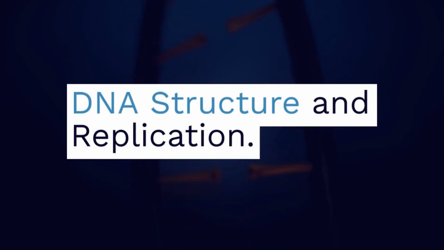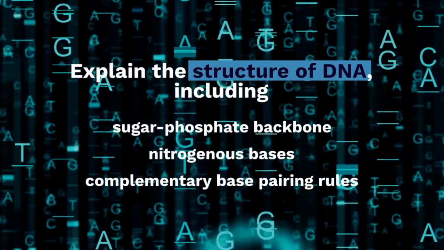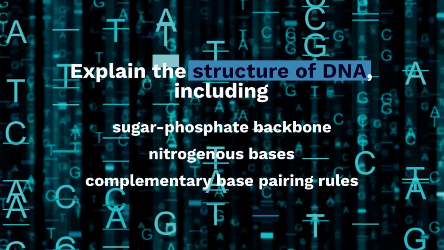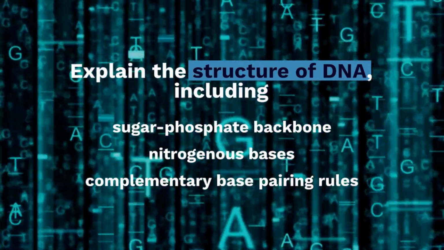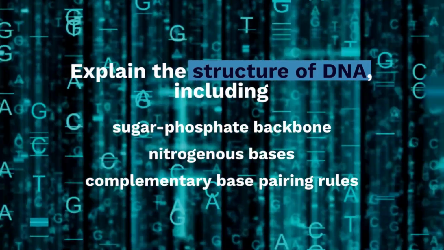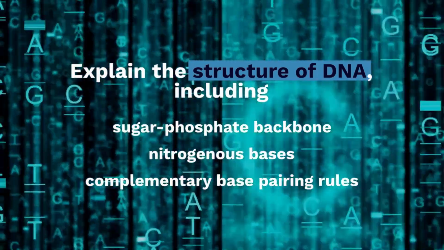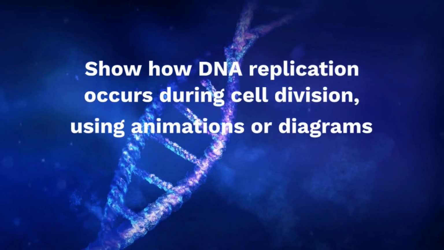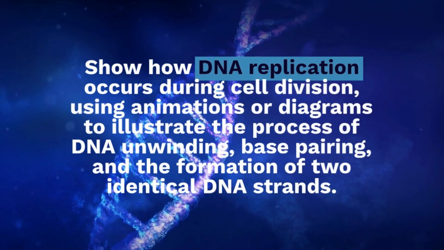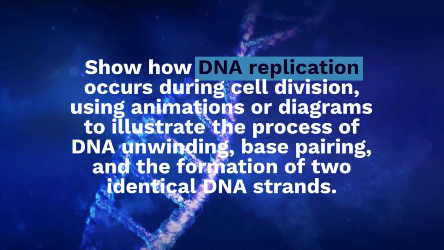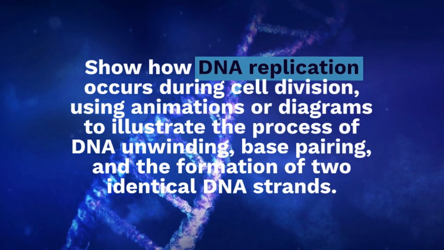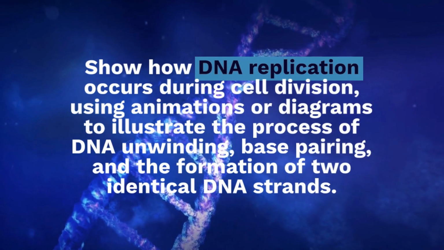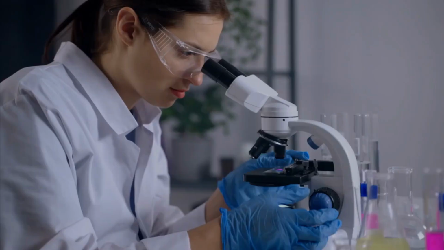DNA structure and replication. Explain the structure of DNA, including the sugar phosphate backbone, nitrogenous bases, adenine, thymine, cytosine, guanine, and the complementary base pairing rules, AT and CG. Show how DNA replication occurs during cell division, using animations or diagrams to illustrate the process of DNA unwinding, base pairing, and the formation of two identical DNA strands.